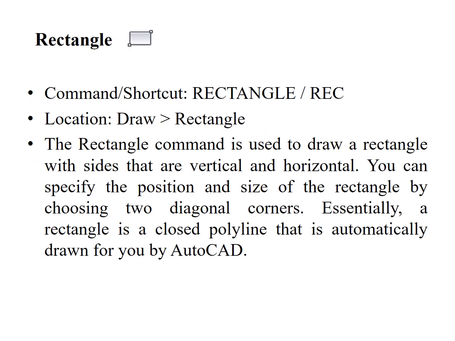Now next command is the rectangle command. The command shortcut is REC or rectangle. Location is under the draw menu. The rectangle command is used to draw a rectangle with sides that are vertical and horizontal. You can specify the position and size of the rectangle by choosing two diagonal corners. Essentially, a rectangle is a closed polyline that is automatically drawn for you by AutoCAD.